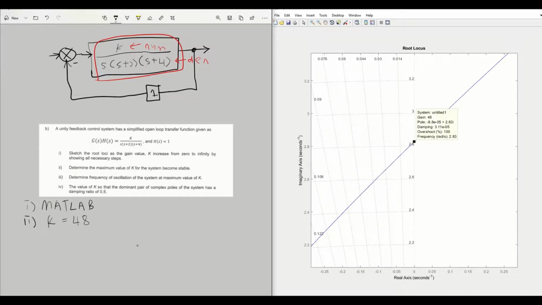Okay, next question, it asks about the frequency of oscillation of the system at the maximum value of k. By referring to the graph, the frequency of oscillation of the system at the maximum value of k is 2.83 radian per second.